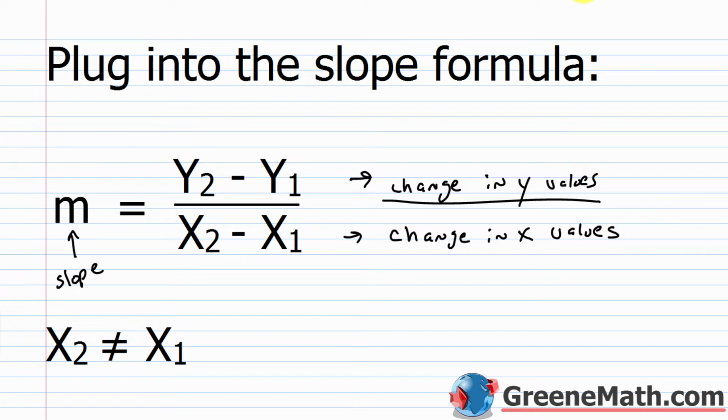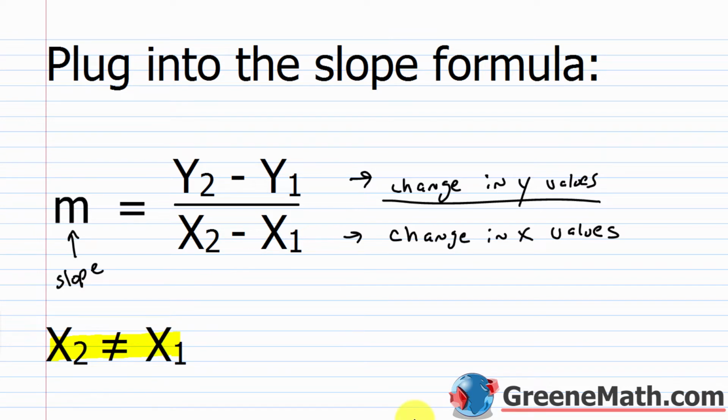And then one important note, we can never have the case where x sub 2 equals x sub 1. Why? Because we can't divide by 0. If I have the same number here, let's say 2 and 2, 2 minus 2 is 0. I can't divide by 0. So that's a problem. So x sub 2 cannot equal x sub 1.